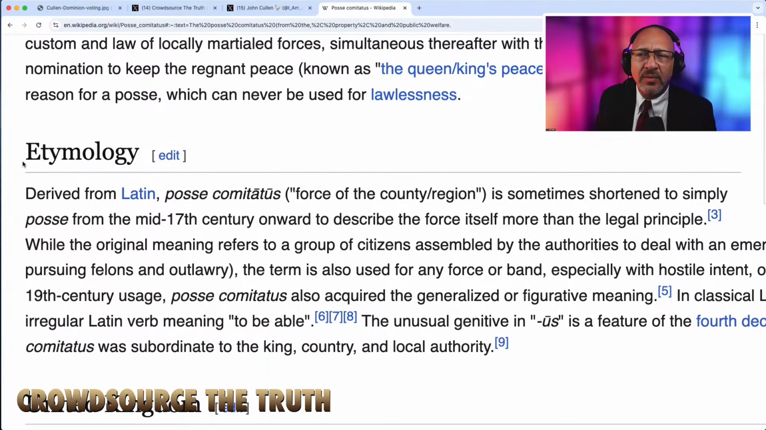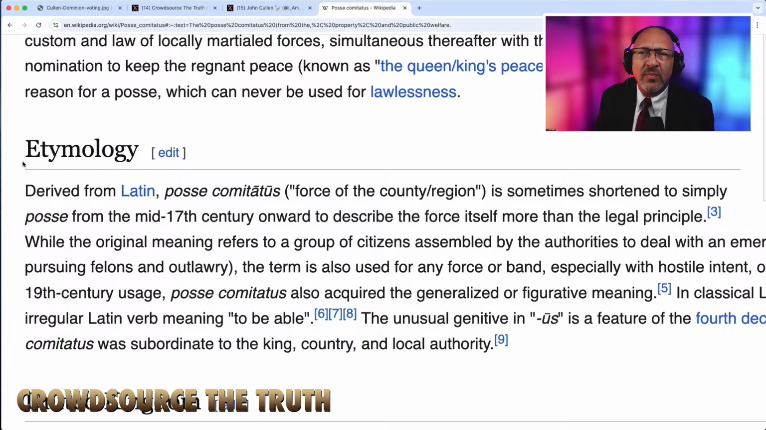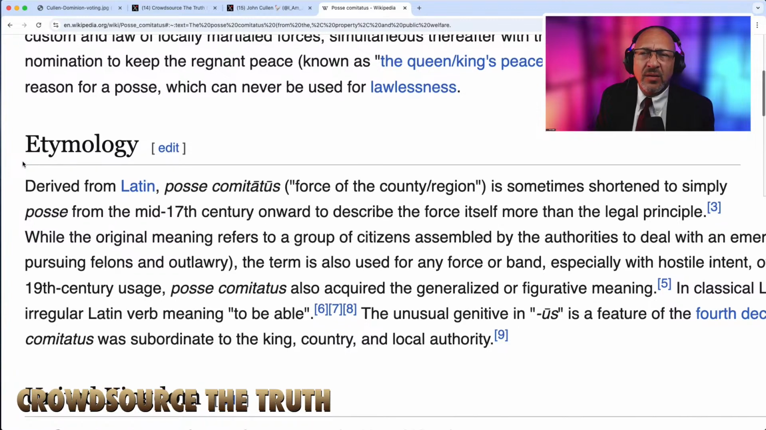It's the force of the country or region is what the Posse Comitatus means, sometimes shortened simply to Posse from the mid 17th century onward to describe the force itself.